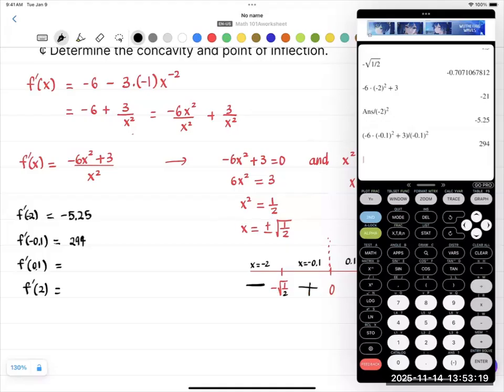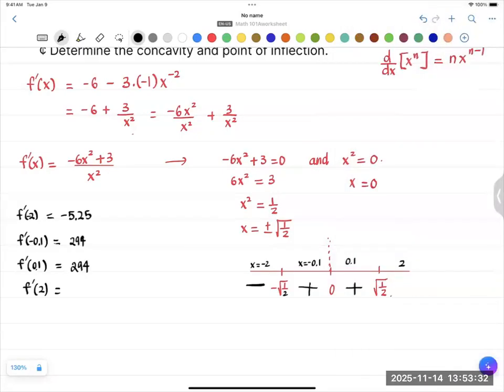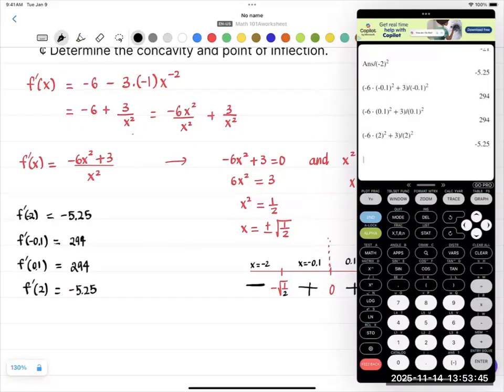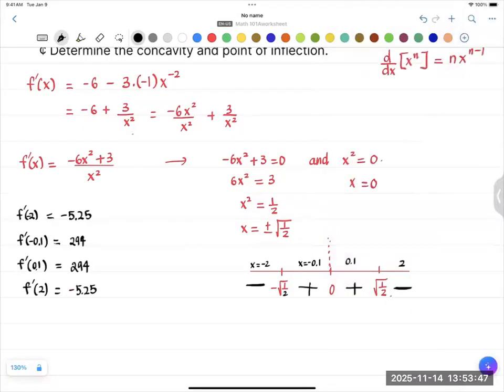And then we do that for 0.1. And that will give you another 294, which is a positive value. And then after that, for the 2, we're going to replace x by 2. And that gives us negative 5.25. So this is the negative value.